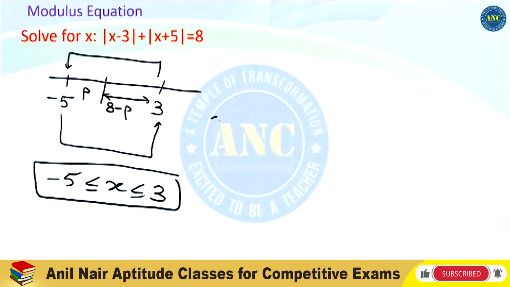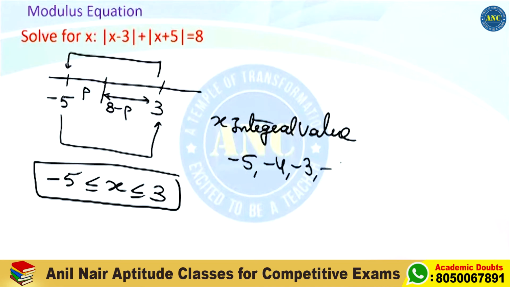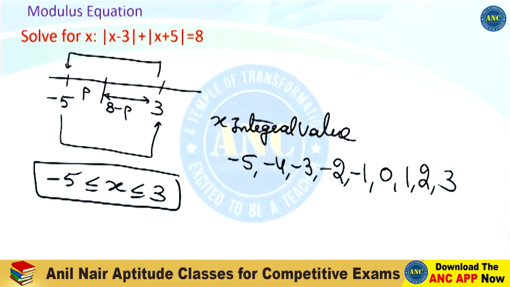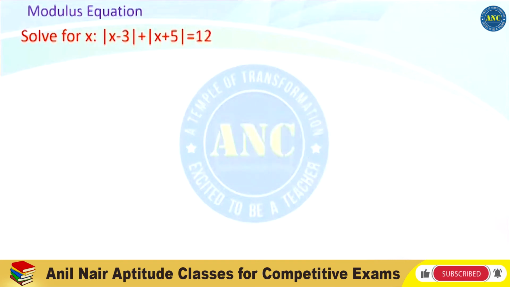If he specified that x is an integer, here he has not specified, the answer is minus 5, minus 4, minus 3, minus 2, minus 1, 0, 1, 2, 3. If he specified that x is an integral value, once the basics are clear, it should be extremely comfortable for you.